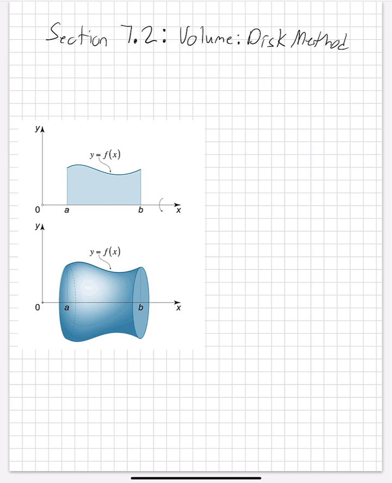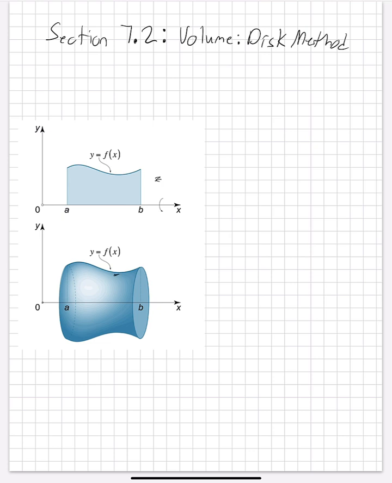All right, so the disk method says that we take a function, like in this picture, y equals f of x, and we rotate it around, here we're rotating around the x-axis. So we're going to make a full circle around the x-axis until we develop a 3D shape. And we're going to be able to find the volume of that shape by taking a disk.